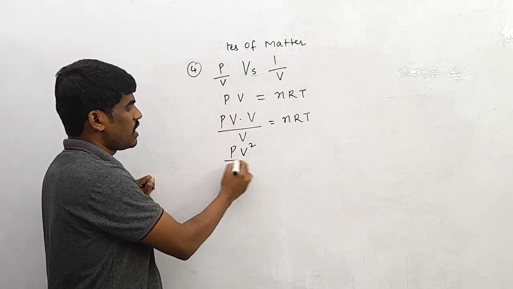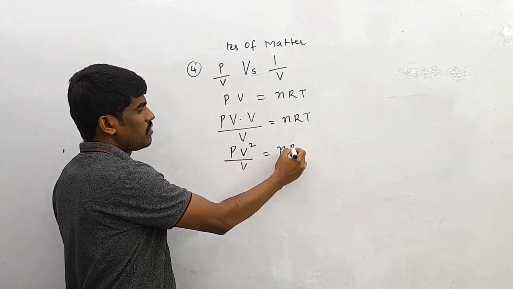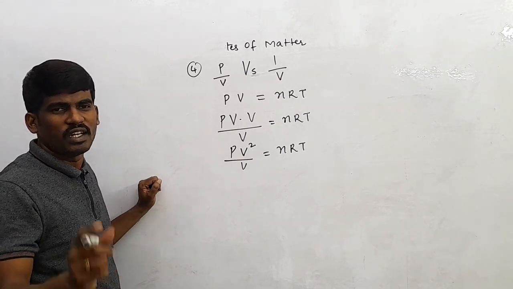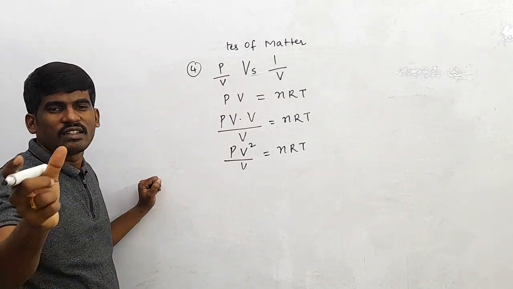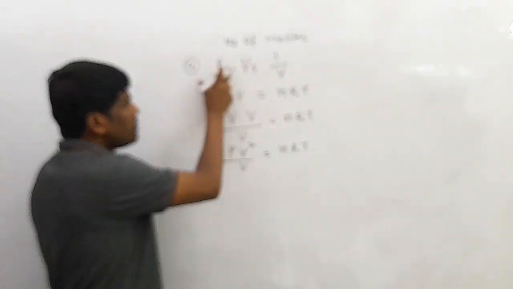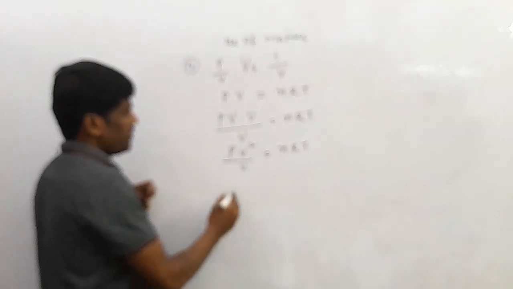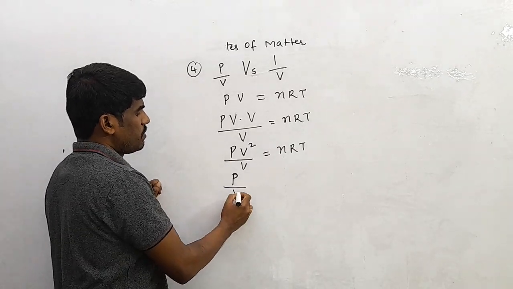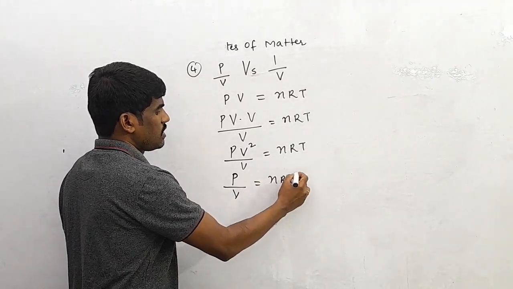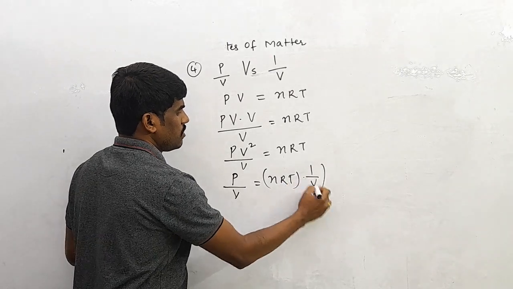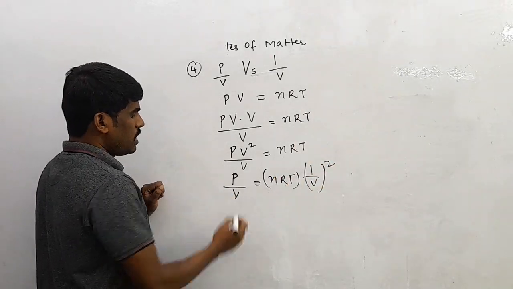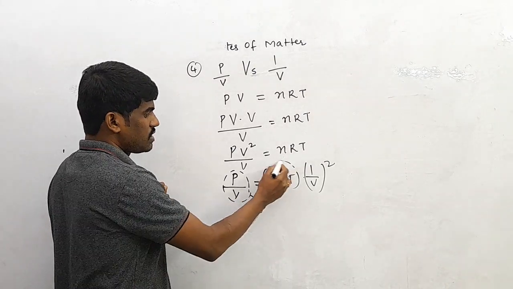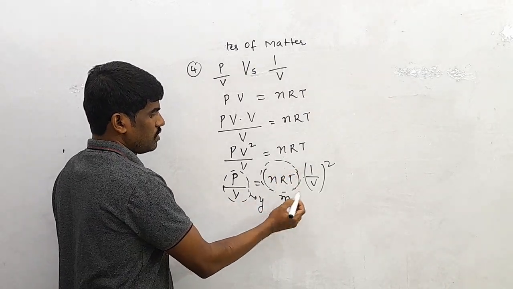Yes or no? PV square upon V is equal to nRT. I can write it as PV square upon V into nRT. But I must take it as P by V versus 1 by V. That means P by V is equal to nRT into 1 by V whole square. So it is a y component, and it is m, right?